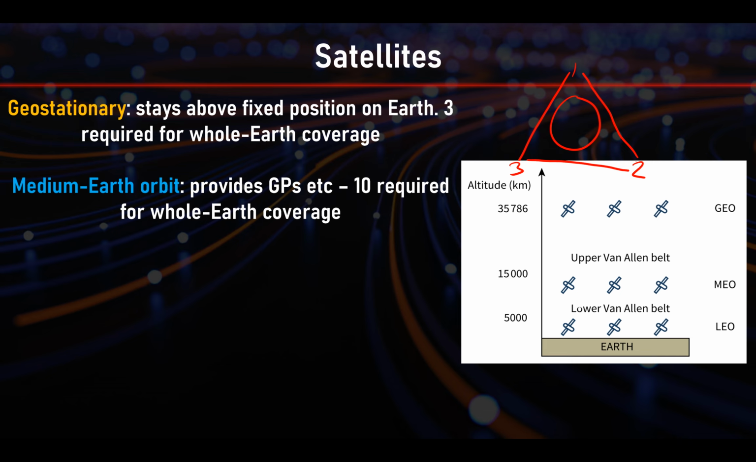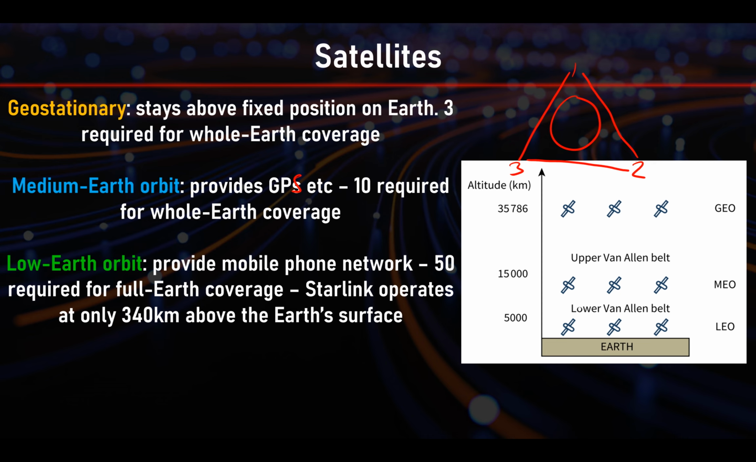Then there's also MEO, medium Earth orbit. This is going to be useful for GPS, or GNSS, etc. Here we require 10 for whole Earth coverage. And low Earth orbit, or LEO, is going to provide mobile phone network. 50 are required for full Earth coverage.